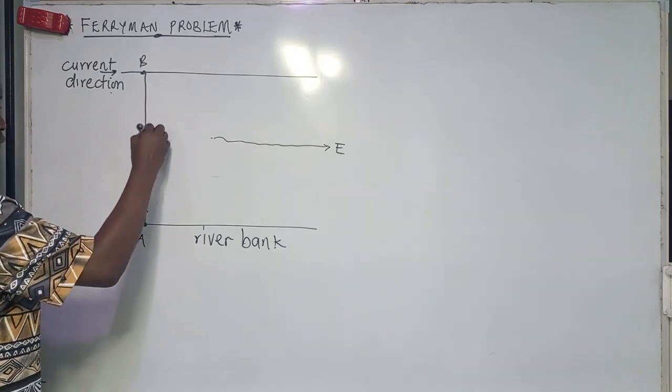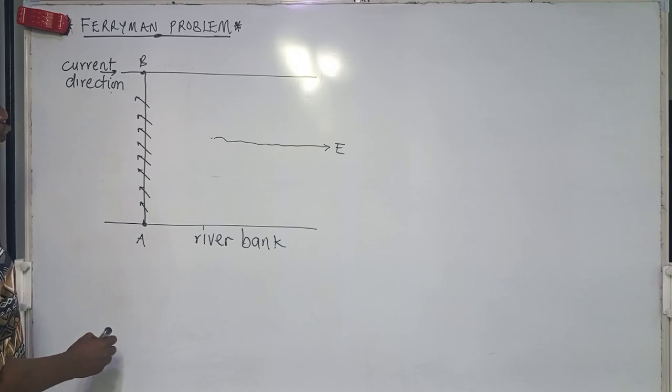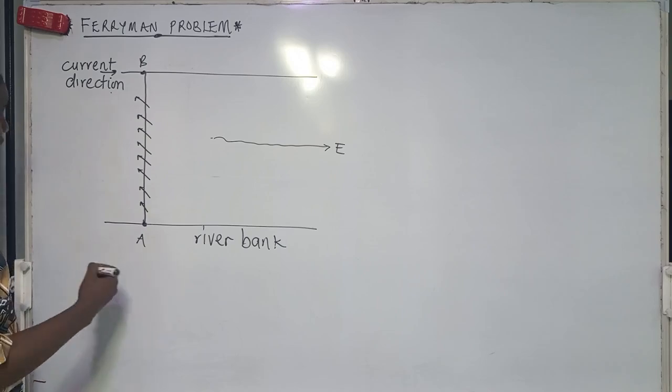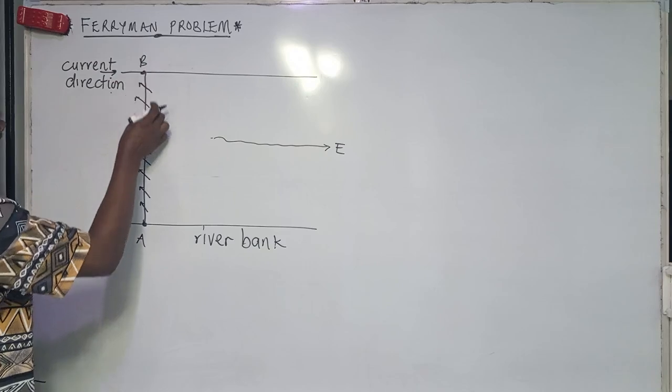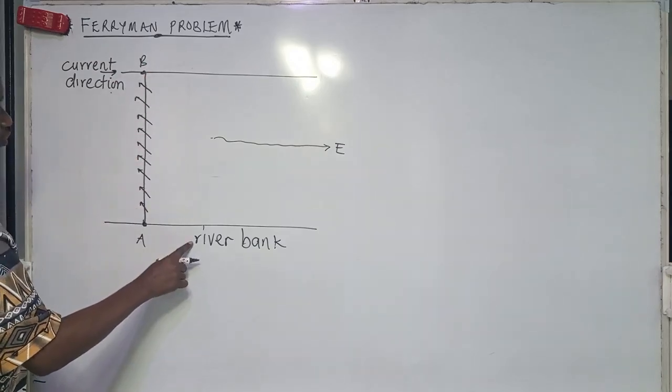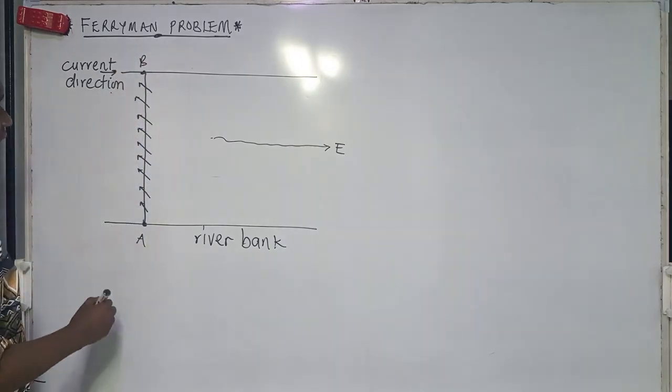This is the direction of the swimmer, in which it will swim relative to the river, that is, with respect to the water. So this is the direction. If you want to swim with respect to the river, it will be this velocity directly to the opposite bank.